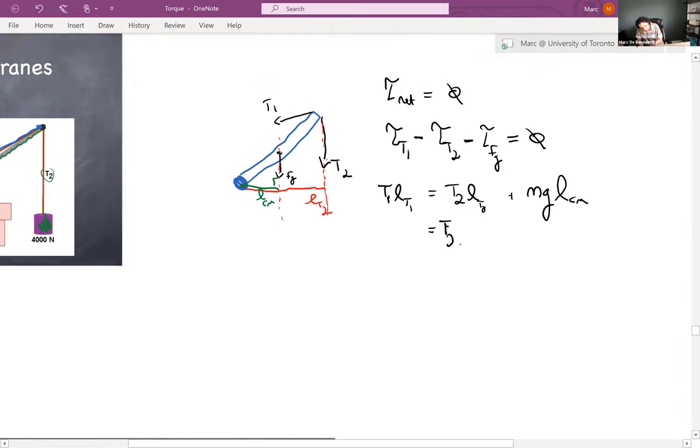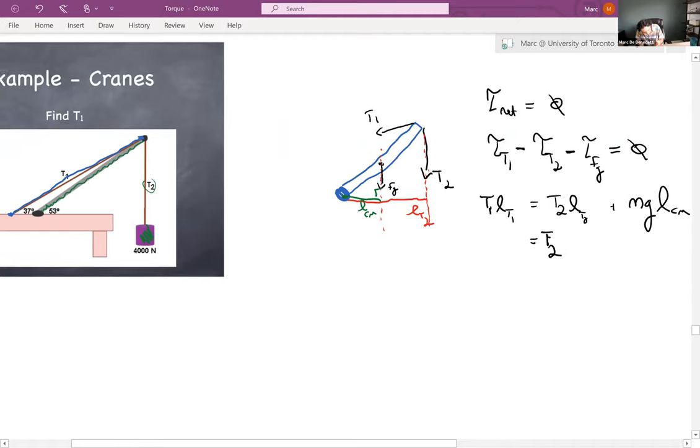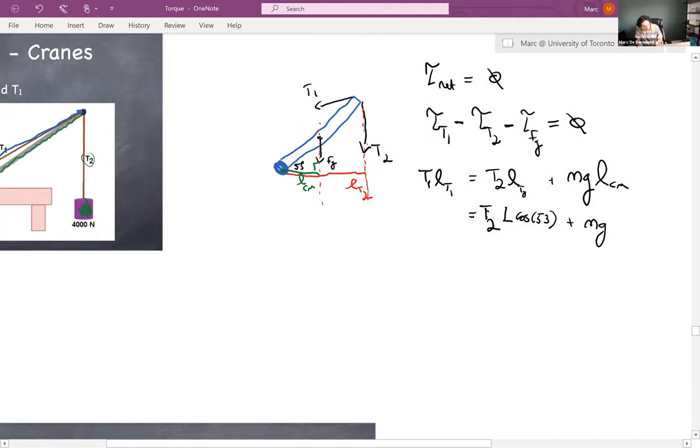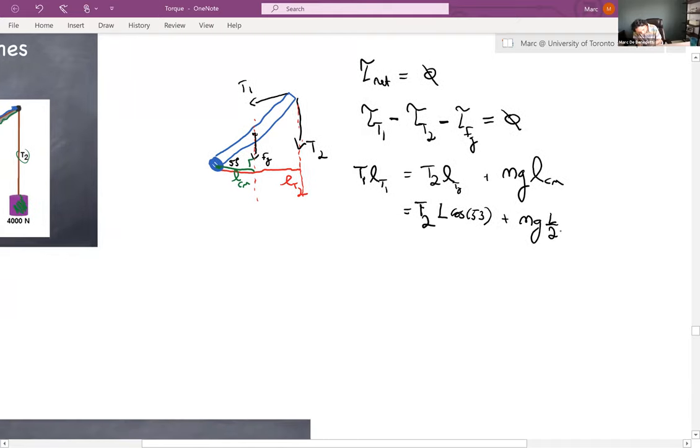Now, looking at geometry, this is fairly easy. This is going to be tension 2 times, now we are given that angle, aren't we? It's 53 degrees. So this is going to be the length of the rod, which I don't know, the length of the rod times cos 53, plus mg of the rod times half of the length of the rod times cos 53. So those are the lever arms of those two forces.